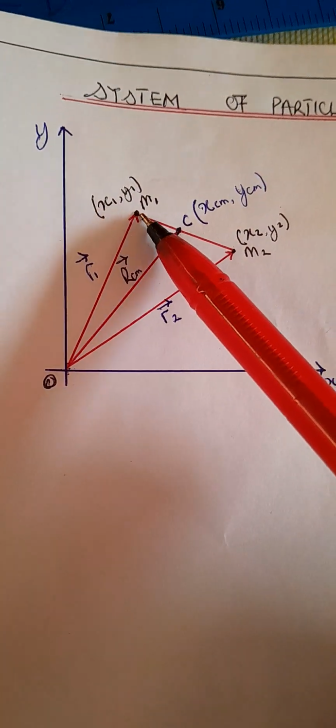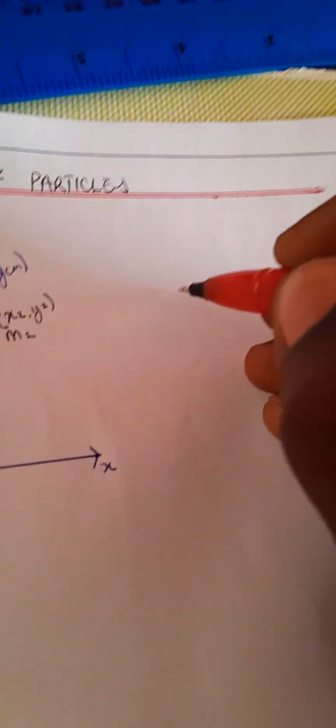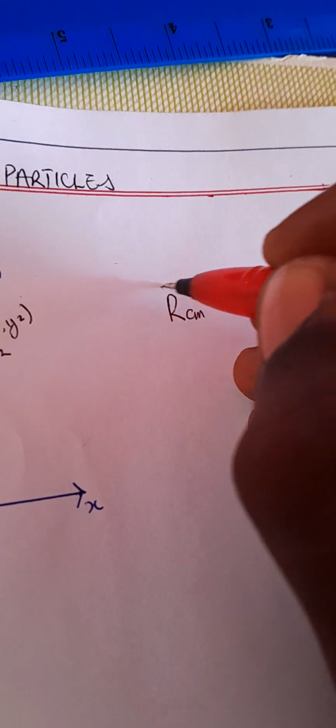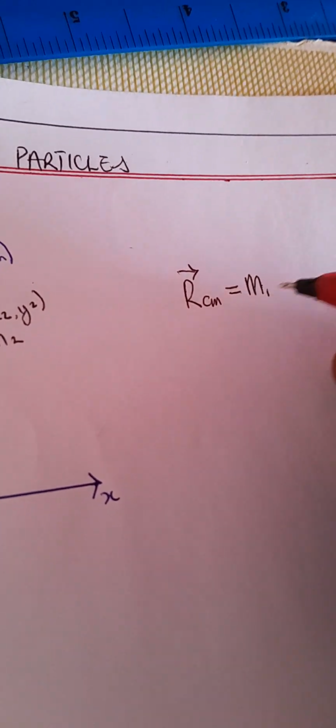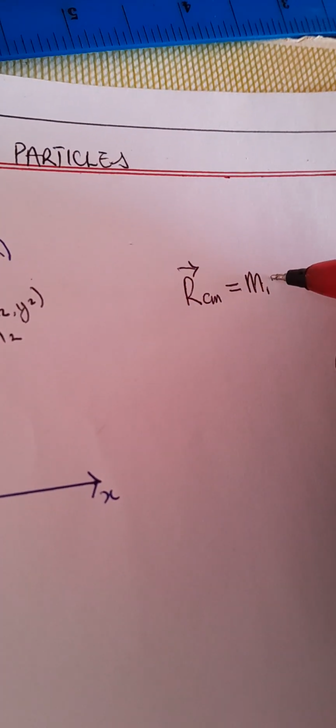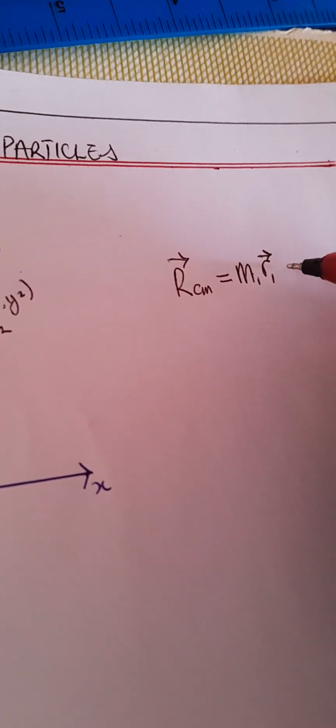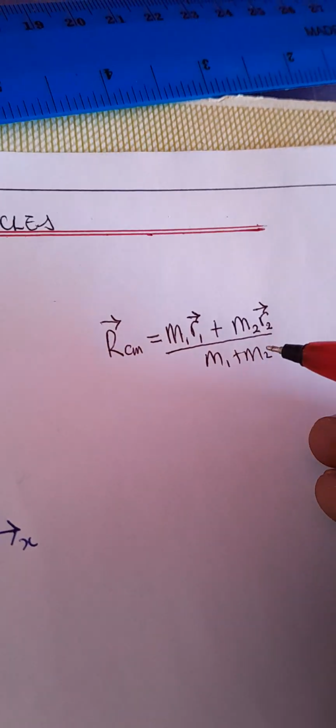Right, let's start. The midpoint for M1 to M2, let's calculate for RCM. RCM equals M1, the mass of the first particle, times its displacement from the origin, plus M2, the mass of the second particle, times its displacement from the origin, over M1 plus M2.